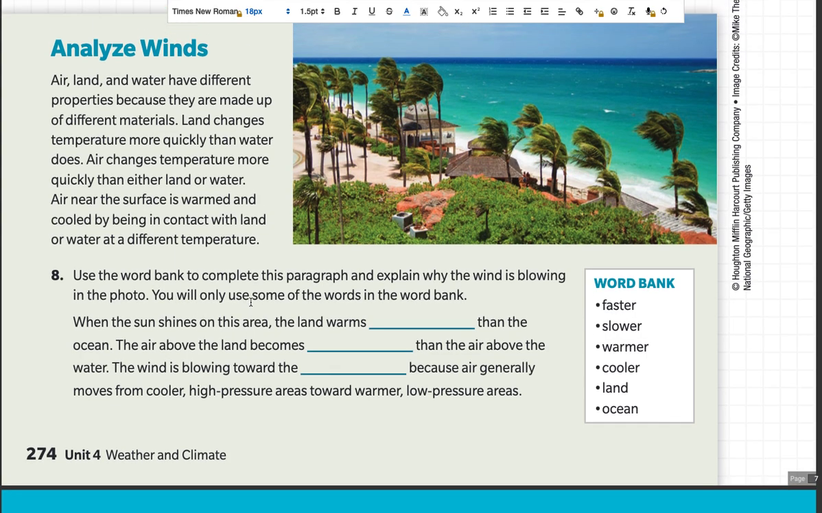Use the word bank to complete this paragraph and explain why the wind is blowing in the photo. Okay, so when the sun shines on this area, the land warms faster than the ocean. It's going to warm faster.